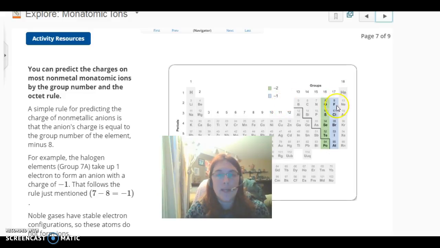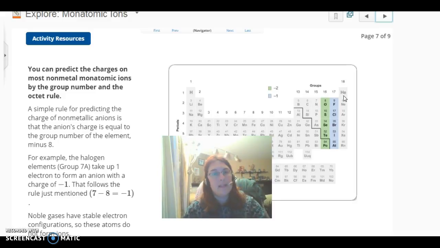All right, so we can predict the charges of our nonmetals by the group number, by the fact that this is 6A and 7A. And the octet rule, meaning octet means 8, so how many electrons it needs to gain to get a full outer shell. A simple rule for predicting the charge of nonmetallic anions, what's an anion? A negative ion, is that the anion's charge is equal to the group number of the element minus 8. All right, this is one way to think of it. I'm going to tell you a different way when we're done with this example.